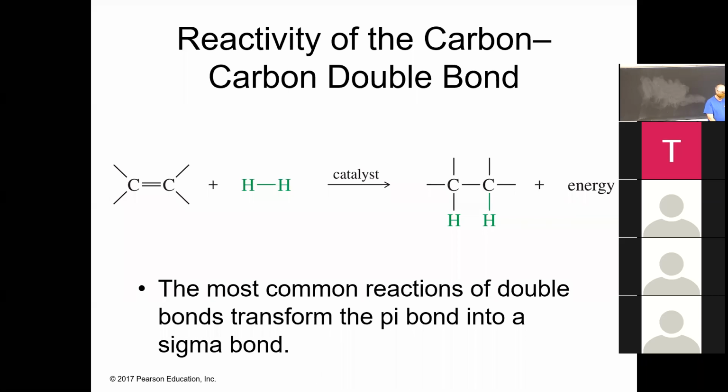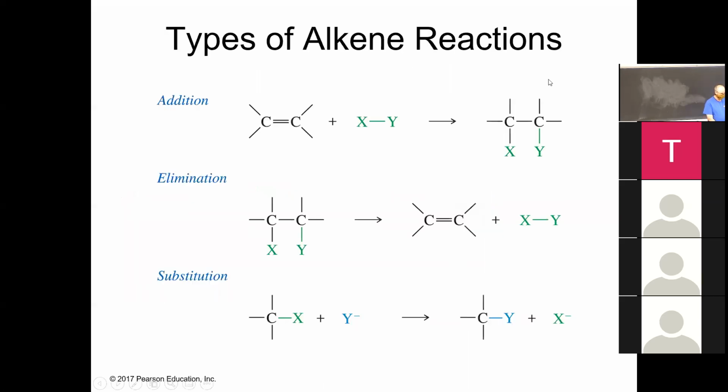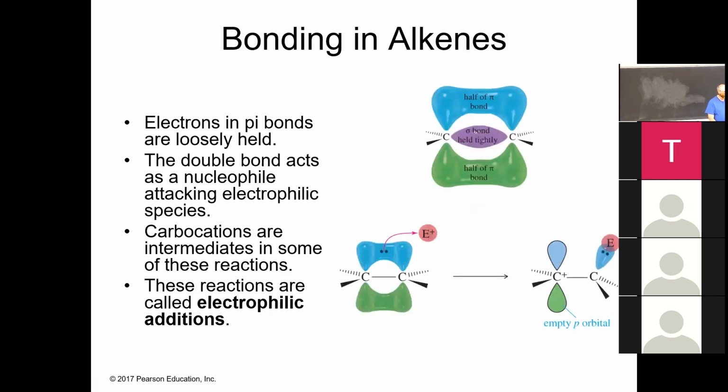All right, the most common reactions of alkenes are addition to the double bond, which transforms the pi bond into two sigma bonds. And this is often exothermic. Again, these are three broad classes of reactions. We've looked at elimination and substitution, and in this chapter we're looking primarily at addition.